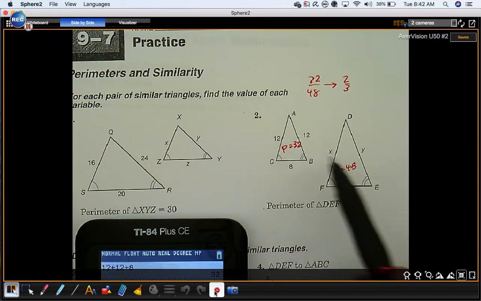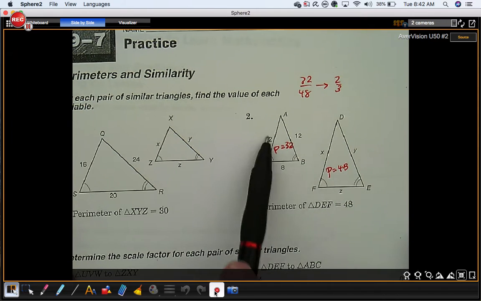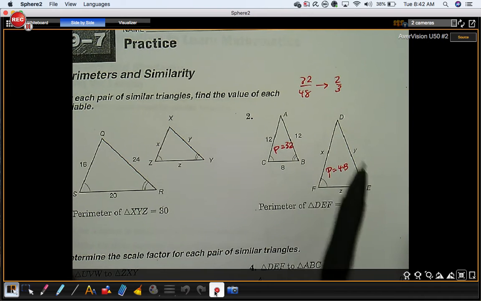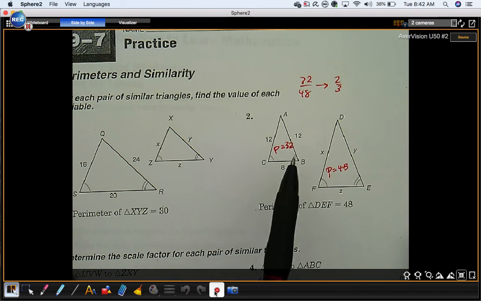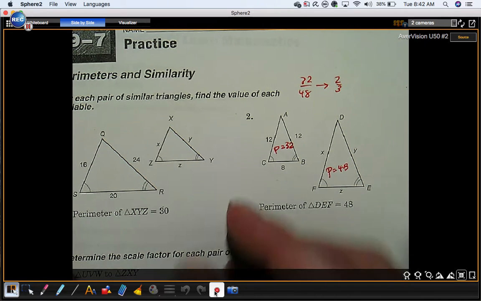These sides are 2/3 of the lengths of those sides. That's what this means. Now you just need to know what goes with what. It's not always left side with left side, right side with right side, bottom with bottom. It's not always that way. It is that way in this case. It's because of the marks. One arc, two arcs, one arc, two arcs. So these definitely go together.